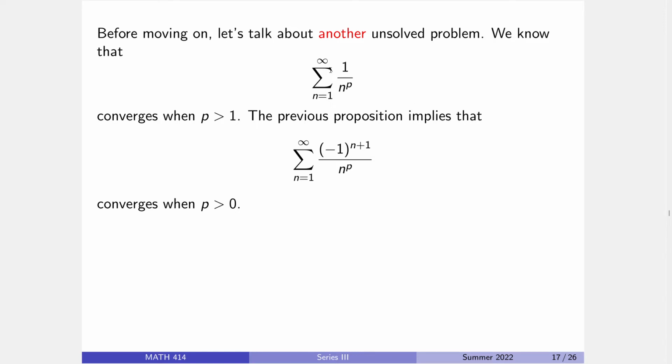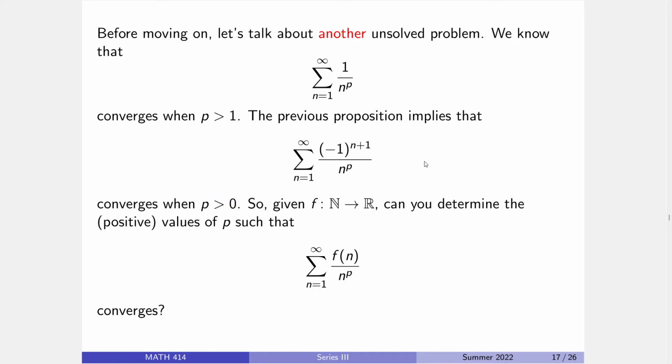So that's kind of interesting that this one works when p is bigger than 1, but if I change what's up in the numerator, I can get it to converge for a smaller p-value. So, if I give you a function f sub n, can you determine, and we stick usually to positive values of p, so that this converges? Right here, if f sub n is 1, then we know p needs to be bigger than 1, and if f sub n is (-1)^(n+1), we know that p needs to be bigger than 0. So given a function, is there a way for you to determine the values of p so that it works? Okay.